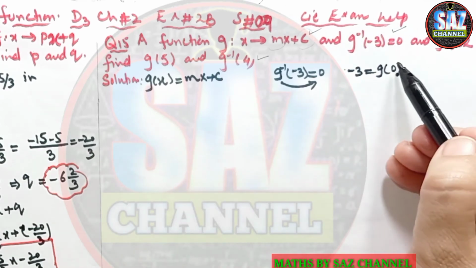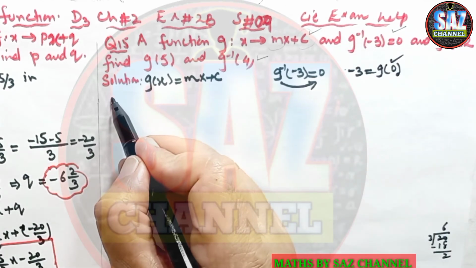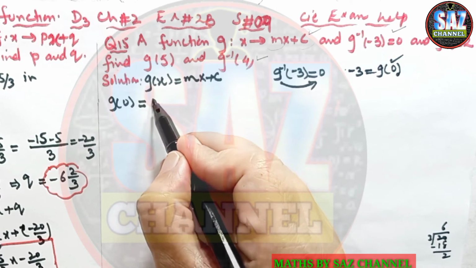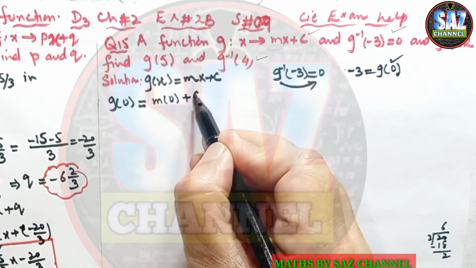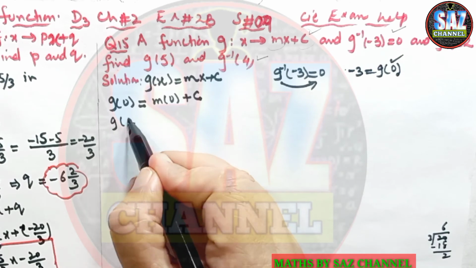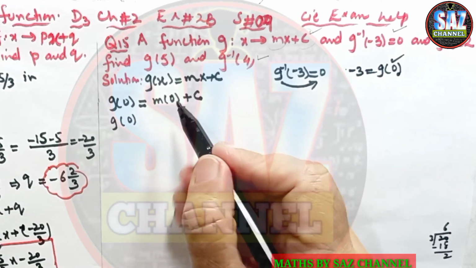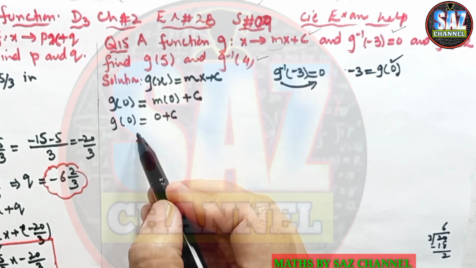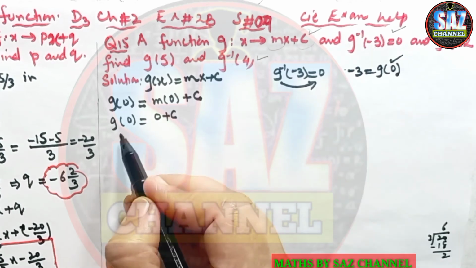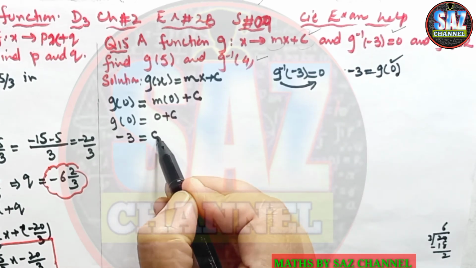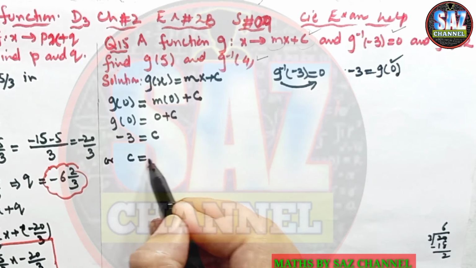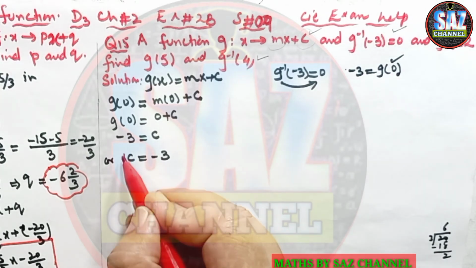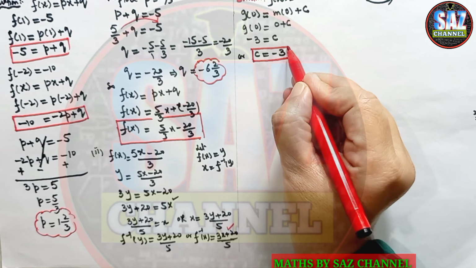Now what I have to do is, instead of the variable of the question, replace 0. g of 0 equals m into 0 plus c. When we multiply any number or letter by 0, that becomes 0, so 0 plus c, and g of 0 has the answer minus 3. So minus 3 equals c, or c has the value minus 3. I hope you are clear about this condition.